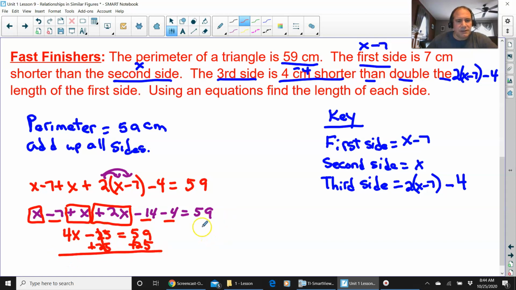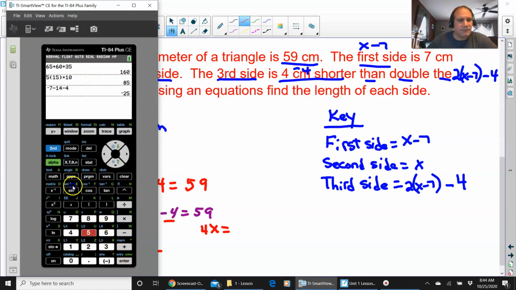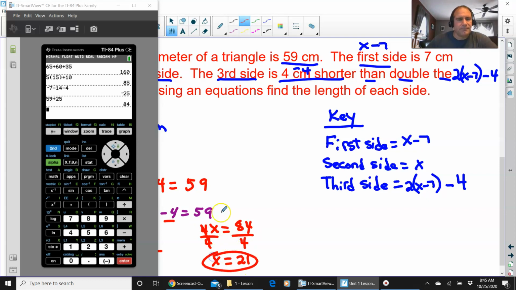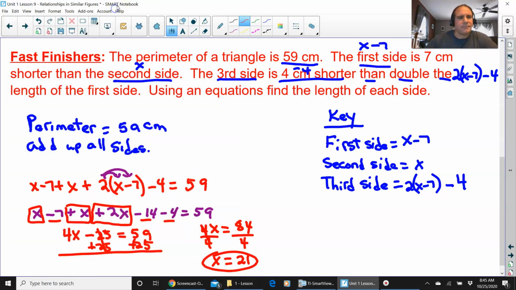This cancels. Then you have 4x equals 59 plus 25, just to make sure, is 84. Divide by 4 on both sides. X equals 21. Take it one step at a time.